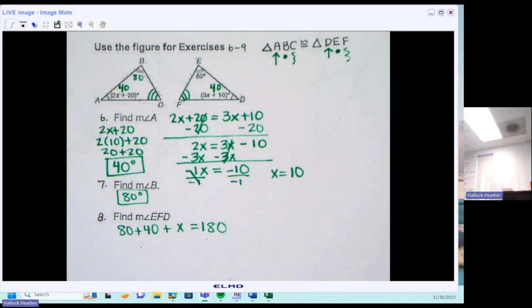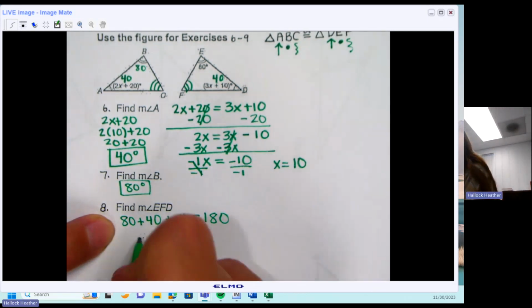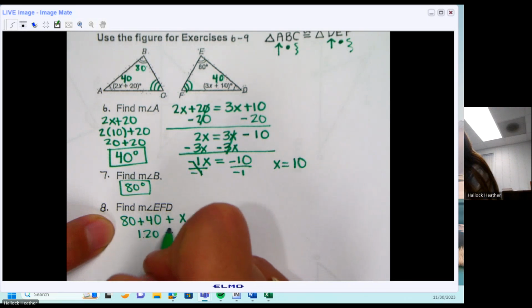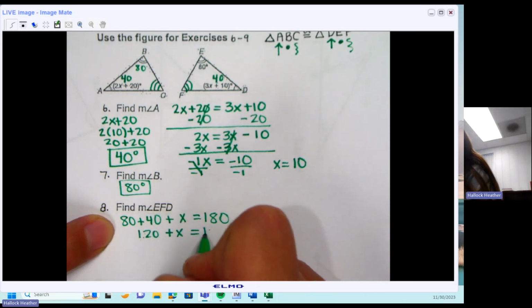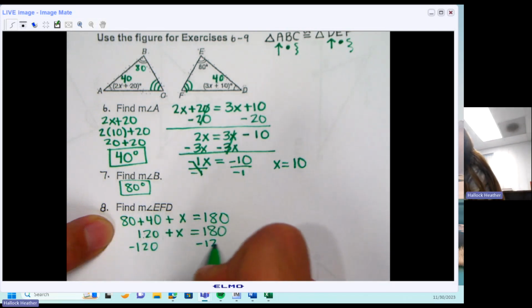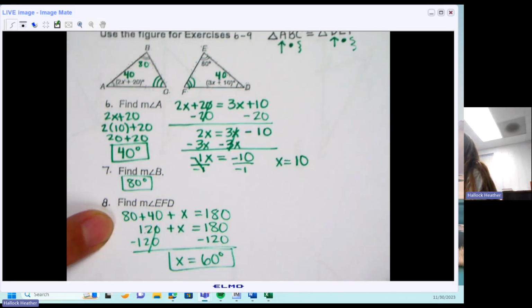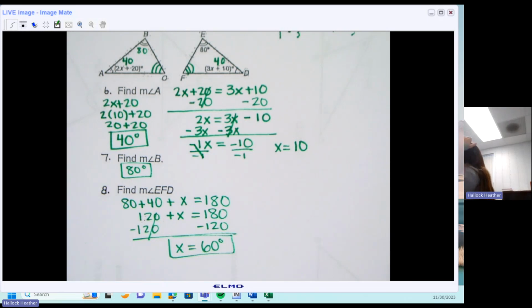You don't really need to write an equation for it. You could just subtract your numbers. You get the same answer. So 80 plus 40 is 120. 120 plus something needs to make 180. So 60. If you can do that without writing an equation, I am totally fine with that. Use your brains. It has to add to make 180 because it's a triangle. So the answer has to be 60.